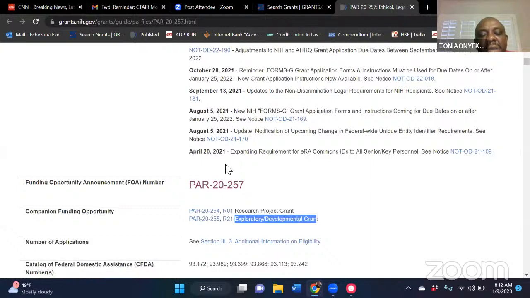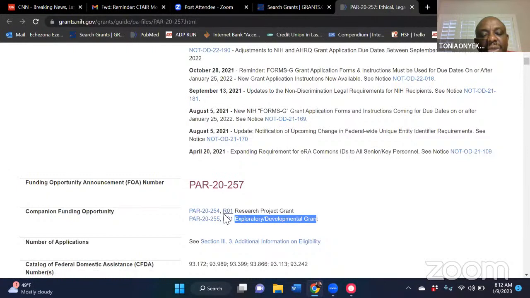Whenever you have arms and comparison, you have this arm one, arm two, arm three. Those are not R03. Those are not R21. Those are R01. For you to be successful in an R01, you need a preliminary study. You do not need a preliminary study in R03. You do not need a preliminary study in R21. You need preliminary studies to write an R01. You can be an early investigator and do an R03.